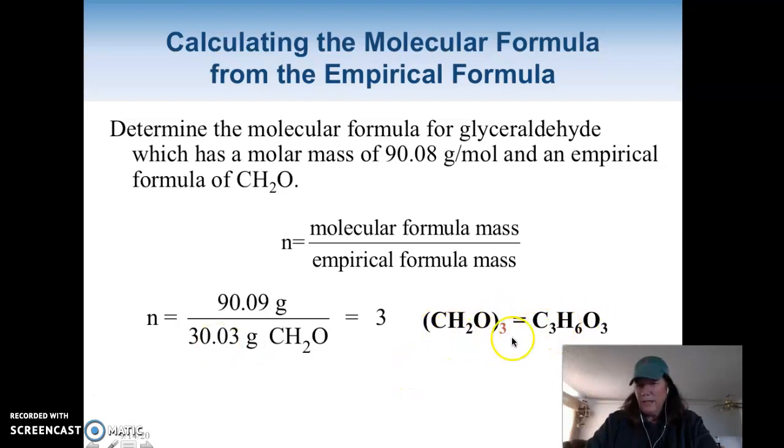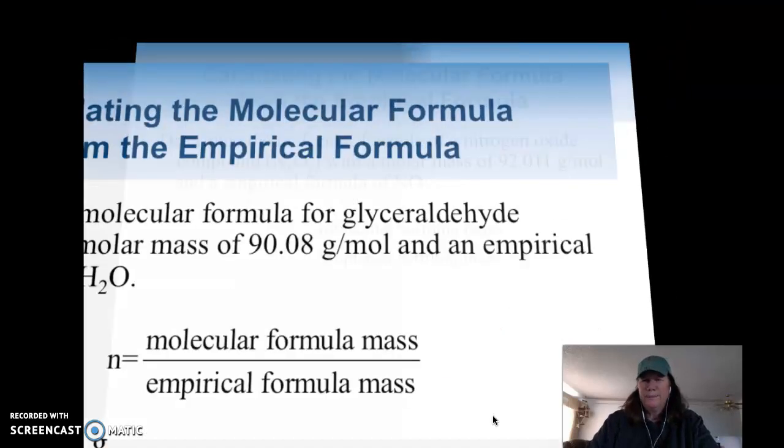So C3H6O3. Okay, that's how you do it if they give you the molecular mass and you're trying to find the molecular formula. First find the empirical formula, and then you just multiply.